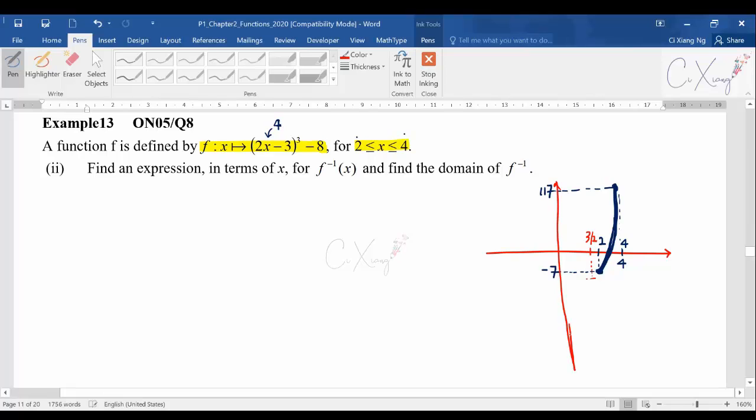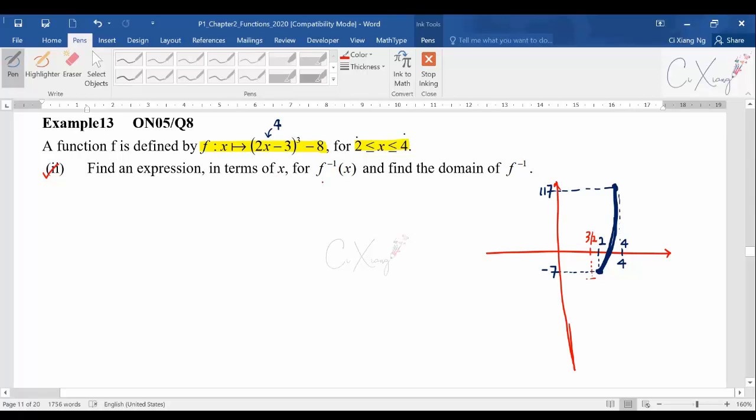No matter how, in exam, if you didn't draw this, it's okay. But I just hope that every time when you want to answer this kind of question, at least you have a shape of the graph in your mind so that you can imagine a bit. So this is the part of the graph that I want. If you look at the graph, is it a one-to-one function? Yes, it is a one-to-one function, because when you draw the horizontal line, there's only one intersection point. Find an expression in terms of x for f inverse.